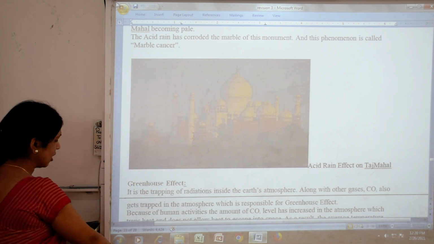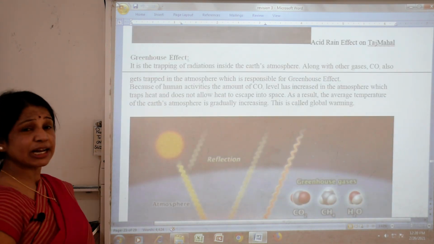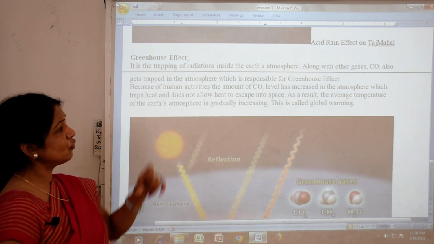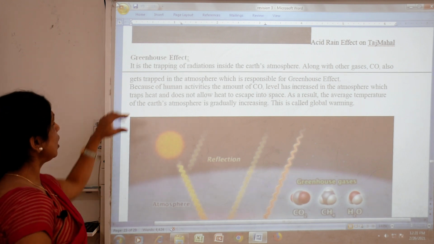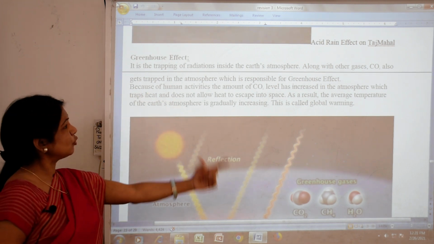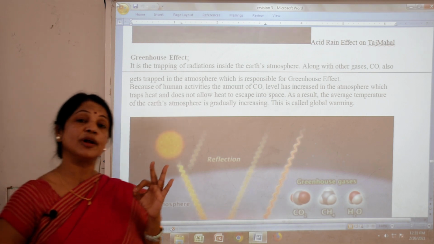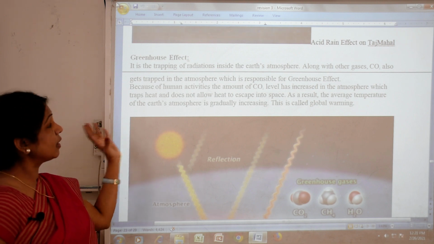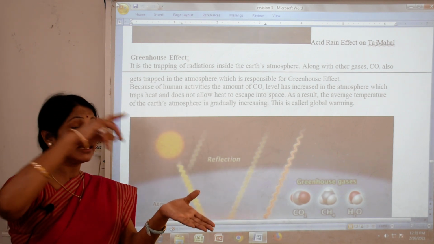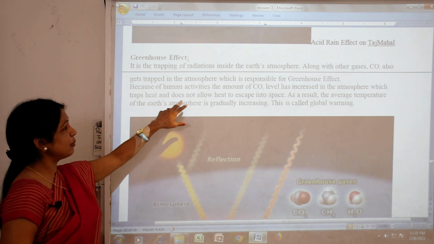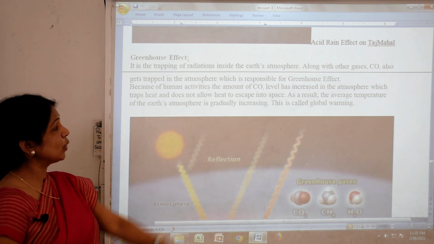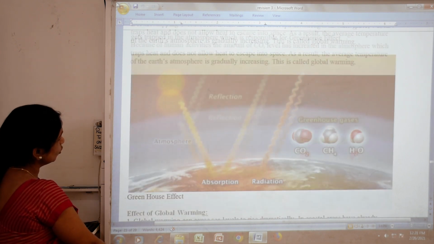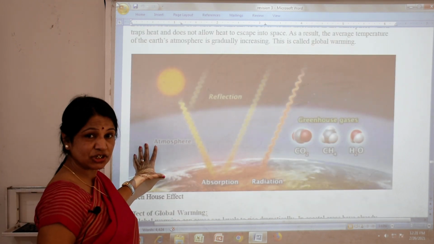Now, further, the greenhouse effect. It traps radiation inside the Earth's atmosphere along with other gases. CO2 also gets trapped in the atmosphere, which is responsible for the greenhouse effect. Because of human activity, the CO2 level has increased, and the atmosphere traps heat and does not allow it to escape into space. That is called global warming, and this is a very nice picture, students.